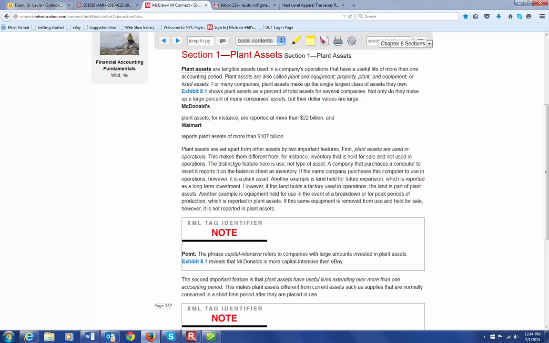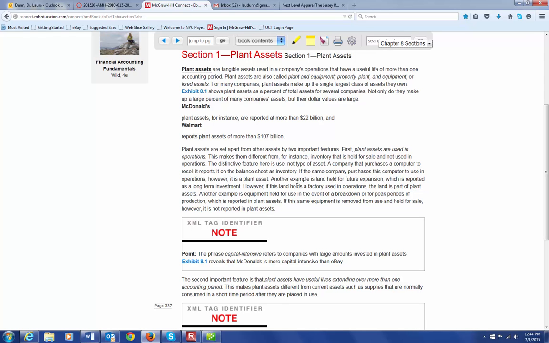So plant assets have to be used in operations. So it's not like inventory that you're going to sell. This is something that you're using in the operation of your business. So if a company purchases a computer to resell it, it's part of their inventory. If the company purchases the computer to use it in its operations, then it's a plant asset or a fixed asset.